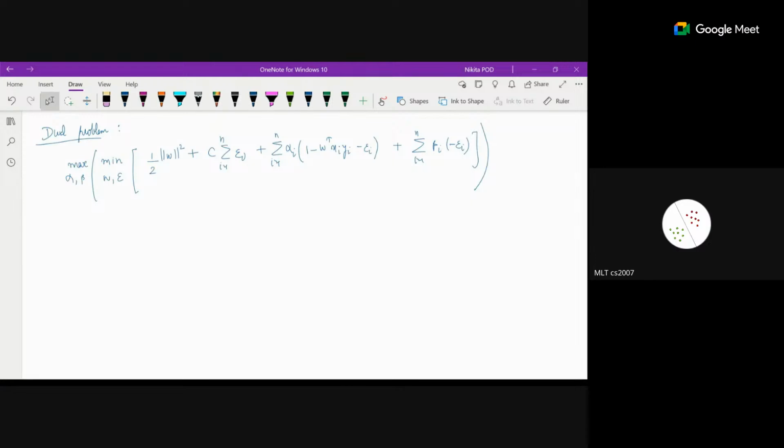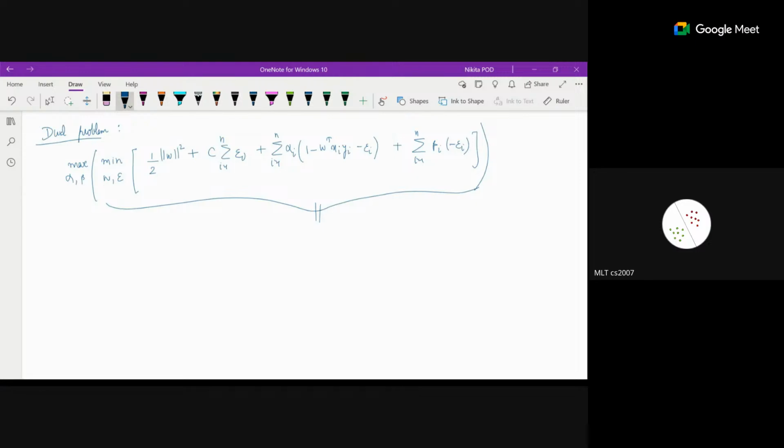So we need to solve this problem. Now, to solve this problem, what you have here is you want to maximize this part, and you want to maximize it for the variables alpha and beta. So now you have the variables alpha and beta, and you want to maximize this part.